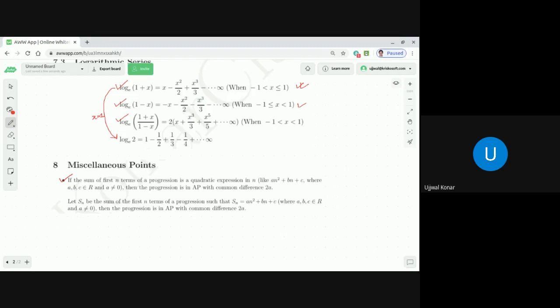Got it? The second one is: let Sn be the sum of the first n terms of a progression such that Sn equals an squared plus bn plus c, where a, b, c belong to R and a is not equal to 0. Then the progression is in AP and the common difference is 2a. Got it? So Sn is the symbolic representation I gave. So that's all about today's class, dear students.